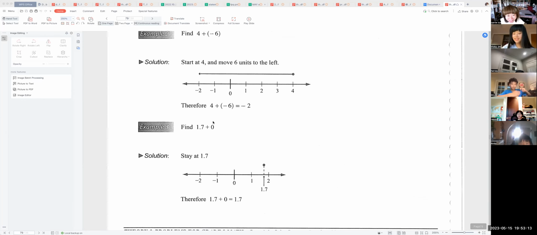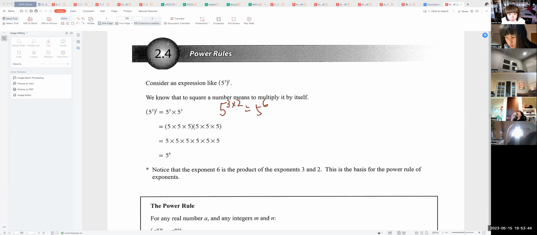Okay, so let's take a look at this one. 5 to the power 3 squared equals 5 to the power 3 times 2 equals 5 to the power 6. Correct, everybody? This is the part we just went through.